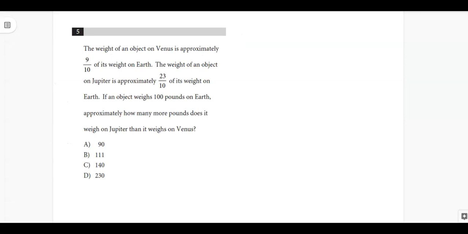All right, number 5 here. The weight of an object on Venus is 9/10 of the weight on Earth. So you have Venus is 9/10 of the weight on Earth. Then you also have Jupiter is 23/10 of the weight on Earth. If an object weighs 100 pounds, how many more pounds? So this is the key here. It's going to be a subtraction problem. How many more pounds does it weigh on Jupiter than Venus?